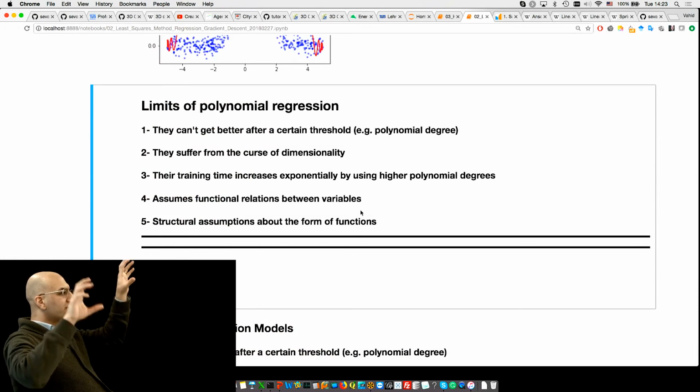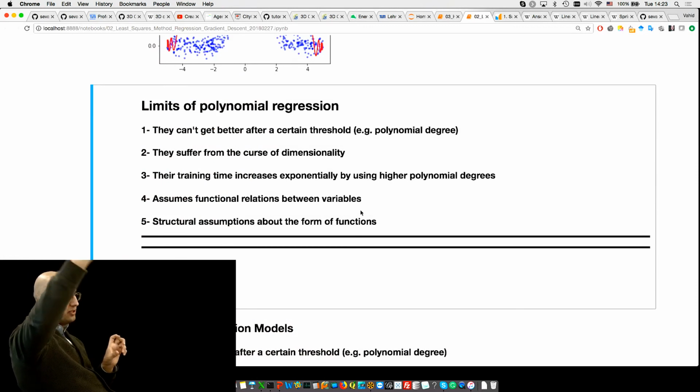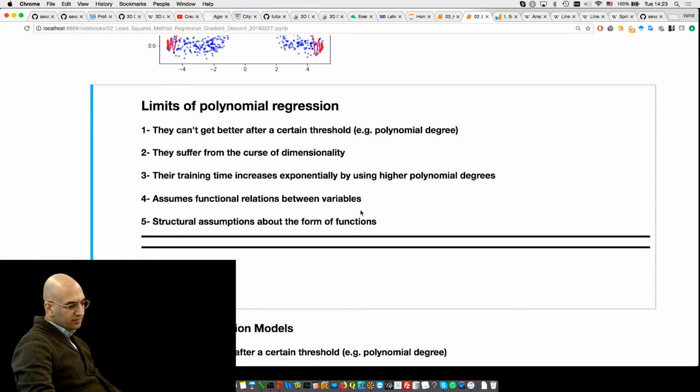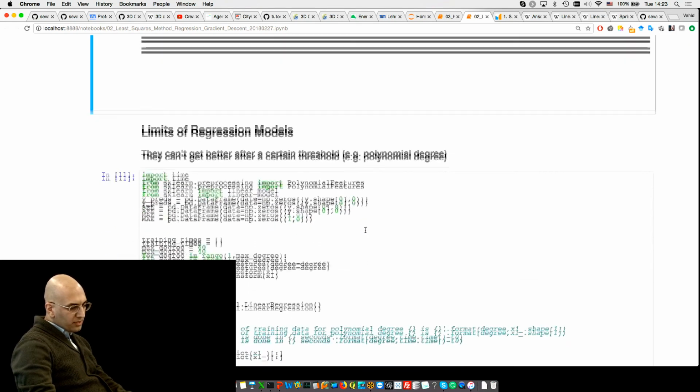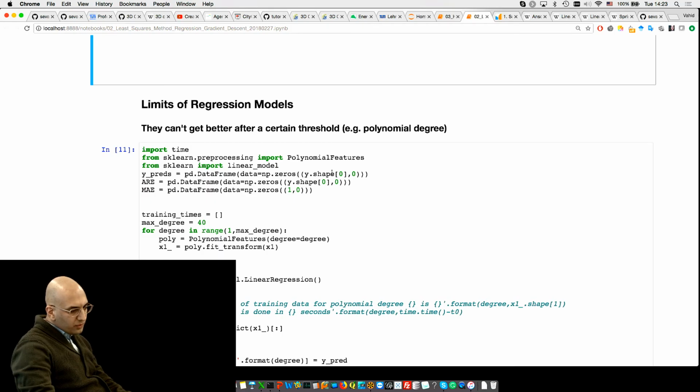And I will show you what the problem is. Also, the training time increases exponentially because the dimensions are higher, so the matrix calculations don't work. And they always assume a functional relationship between variables. What if you have different regimes, not just one continuous pattern? They cannot solve this kind of problem. And then, as I said, you have structural assumptions. So the limits of regression, the first one is this.